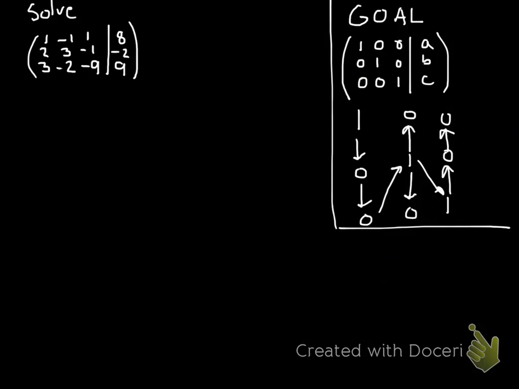Okay, I noticed that I already have a 1 starting off, so good for us, and they didn't give us the system of equations, they gave us the matrix, so we don't have to do that extra step. Now what I would like to do is make this a 0. So if I multiply row 1 by negative 2 and add it to row 2, that's going to do it for us.